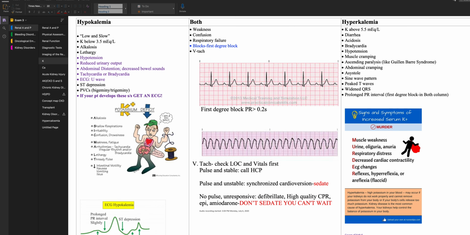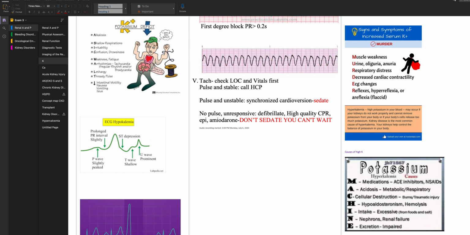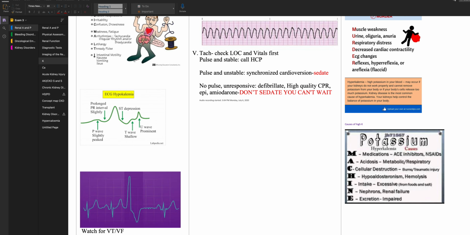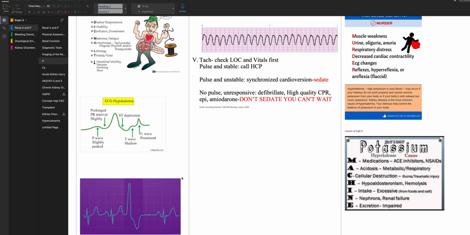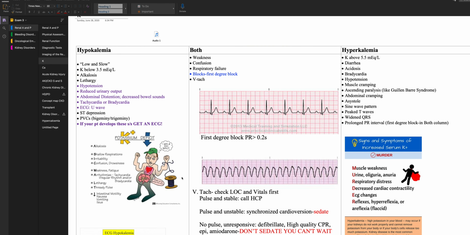All right, so this is just what I was telling you before. With hypokalemia, you could get that U-wave. Everything gets really droopy, okay? And then watch for VTAC and VFib. Both hypokalemia and hyperkalemia can result in first degree block, which is a PR interval greater than 0.2 seconds, and in VTAC or VFib.